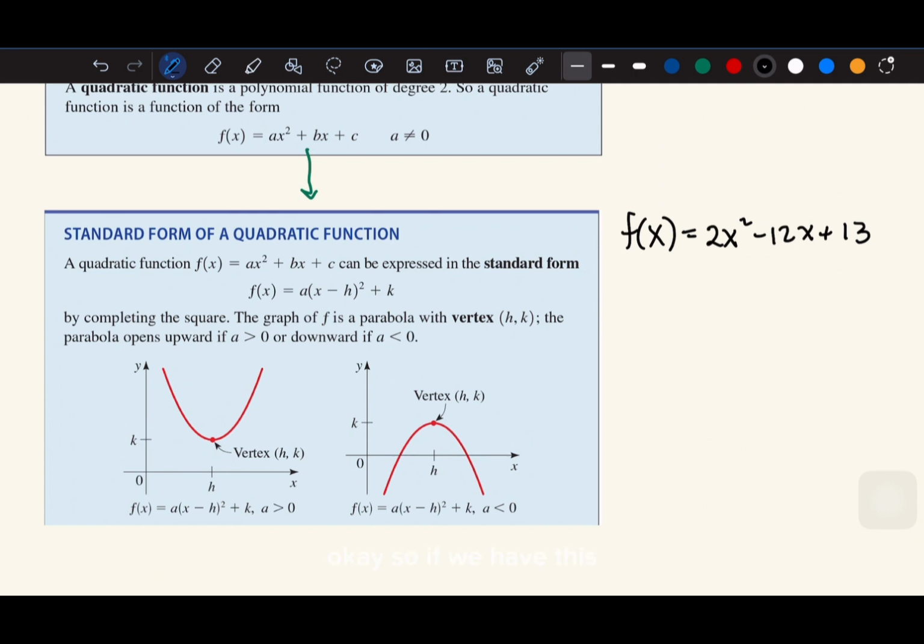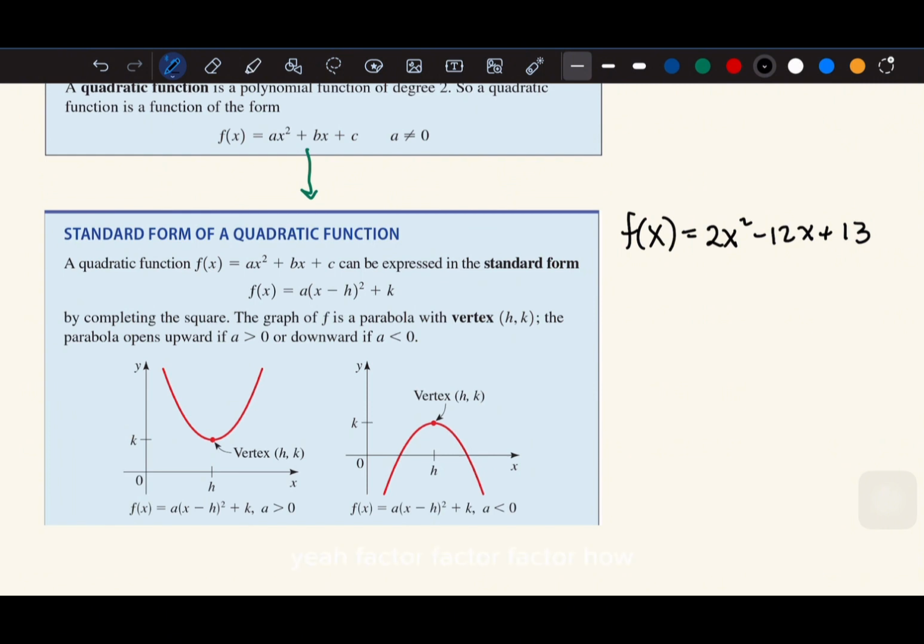Okay, so if we have this, what we can do, we are going to try our best to complete the square and make the standard form. We can try. Can you try for a while? What should we do first? Any idea?